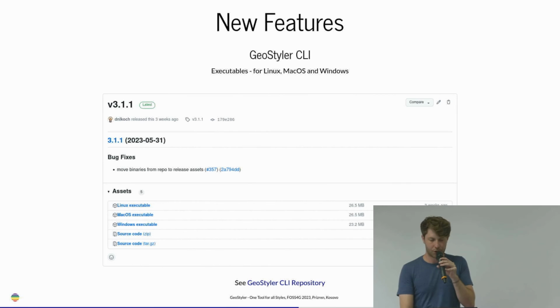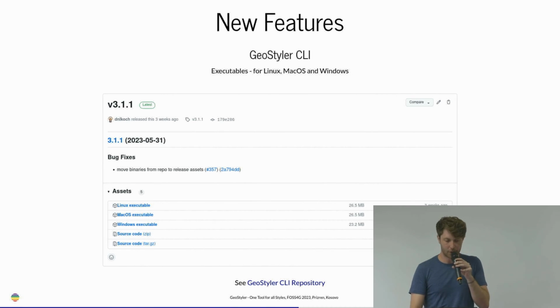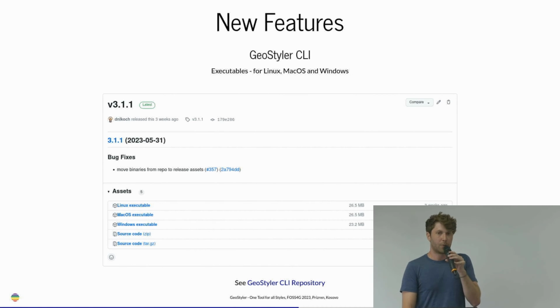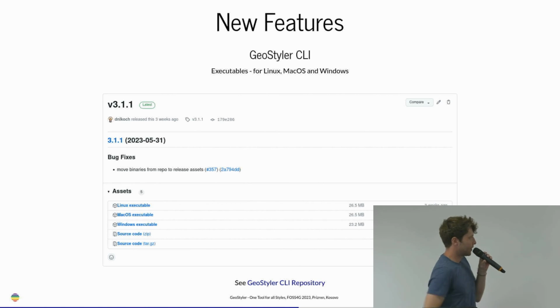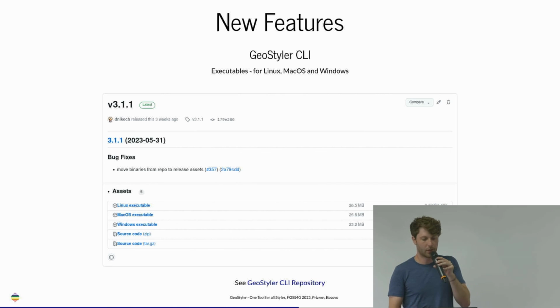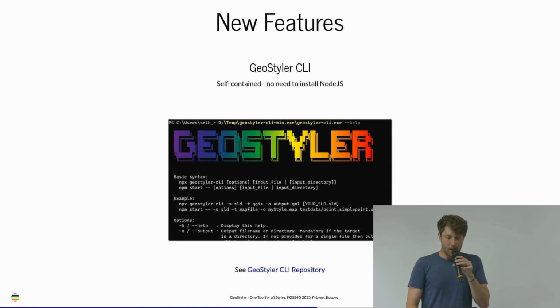Also, we have the GeoStyler command line interface I already introduced before. What's new is that we now provide executables, so you don't need Node.js anymore. On every release we provide them on GitHub as a download, so it will be there as an asset. It supports Linux, macOS, and Windows. And the nice thing is these executables are self-contained, so you really download just this executable. You don't have to install anything, and then you can run GeoStyler on the command line and do your automated transformations.